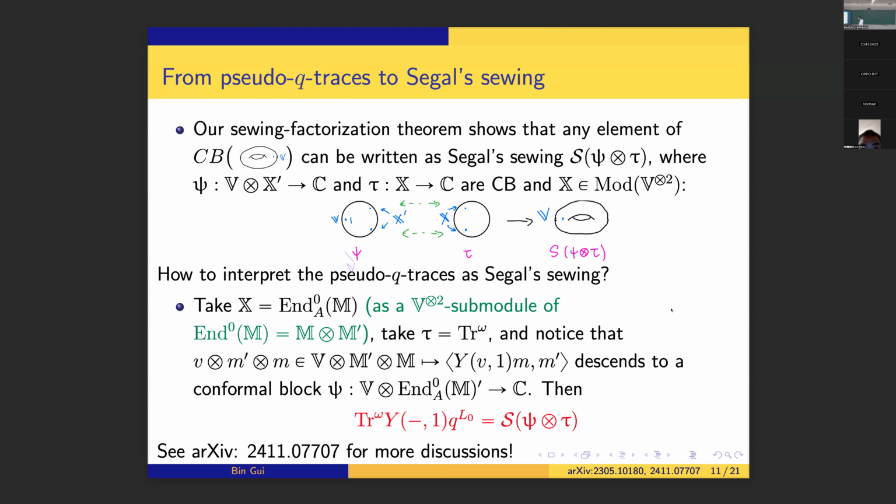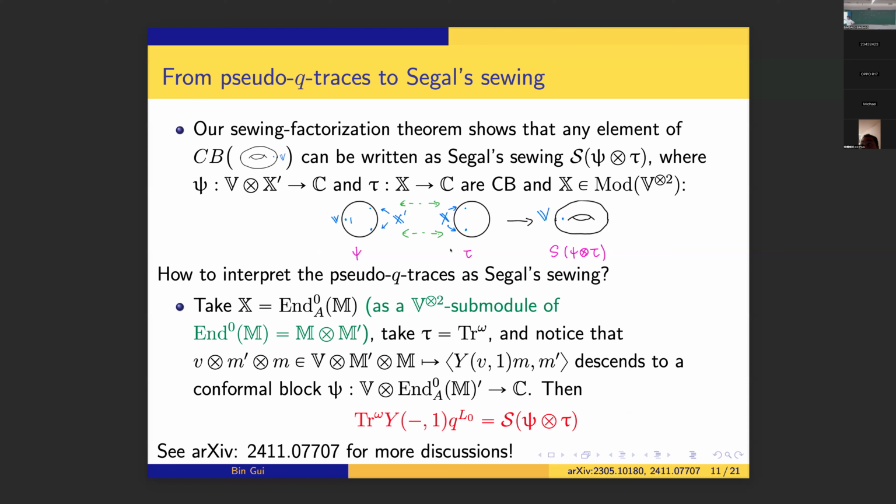Okay, so in this class I will start to explain how to realize the pseudo Q trace in terms of the previously mentioned Segal sewing. Our sewing factorization theorem tells us that any genus one conformal block could be realized by sewing two genus zero conformal blocks by taking this joint sewing operation. Which means that on the left-hand side, I have a sphere with three marked points. On the right-hand side, I have a sphere with two marked points, and I glue the two points on top together. I glue the two points at the bottom, and then I'll get a genus one, right?